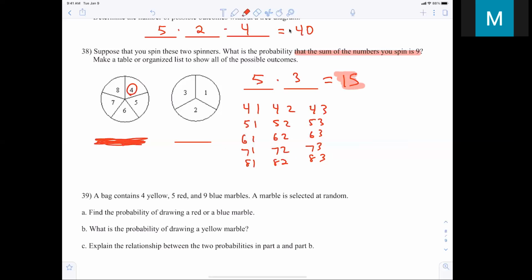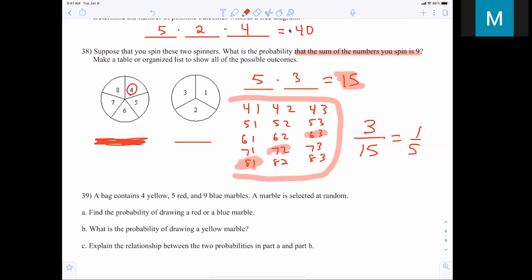Now the question says the sum has to be 9. So how many of those numbers add up to 9, Jackson? 8 and 1. Right. So what's the probability of getting a 9? Yes, 3 out of 15, which is 1/5. Everybody okay with that? This is what I mean by organizing. I can't tell you the importance of being able to do that. KK, you see how we did that?